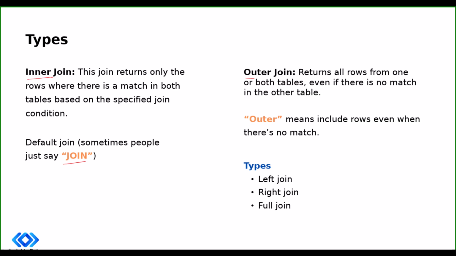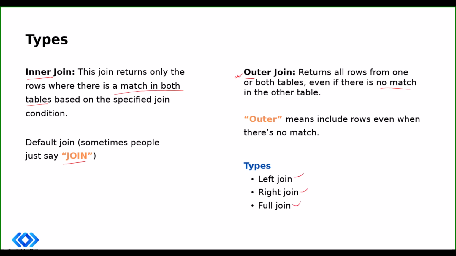However, outer join, on the other side, returns all rows from one or both tables, even if there is no match in the other table. For inner join to work, there must be a match in both tables, whereas the opposite might be the case for outer join. And there are several types of outer join. We have the left join, the right join, and the full join.